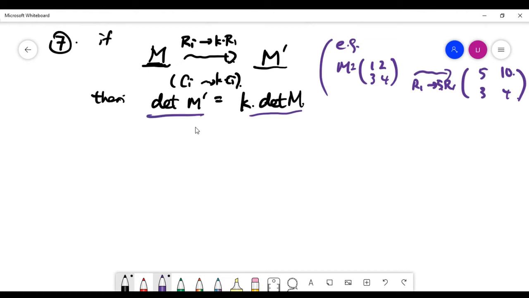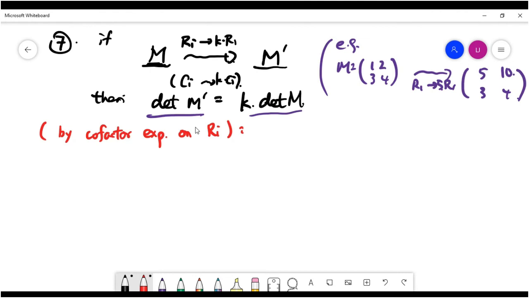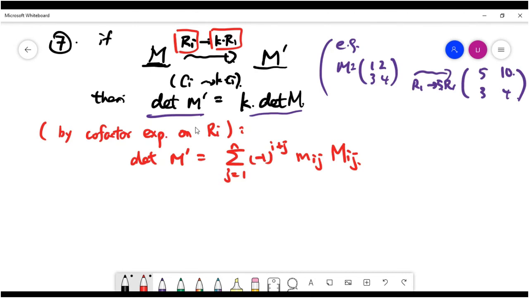Can you see why? Because if you do the cofactor expansion on the particular row which is changed by this row operation, what you look at is the following. See, that's the summation formula for the determinant by cofactor expansion on the row I. And you see that this element for the matrix M prime, in the row like this which is changed, is basically K times the original matrix entry at the same position, right? So it means each term now has the constant K. So I can pull it out from the summation formula.